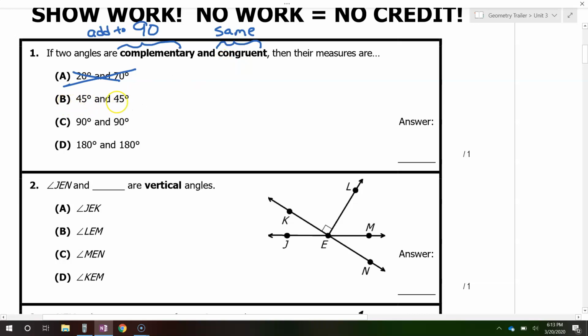Do these add up to 90? Yes, 45 plus 45 is 90. Are they the same? Yes, 45 and 45. So the answer is B.